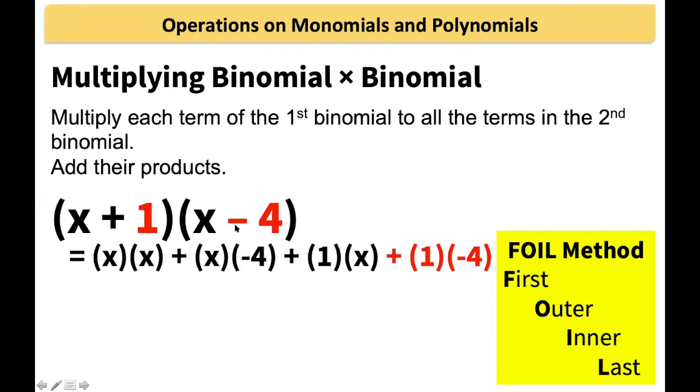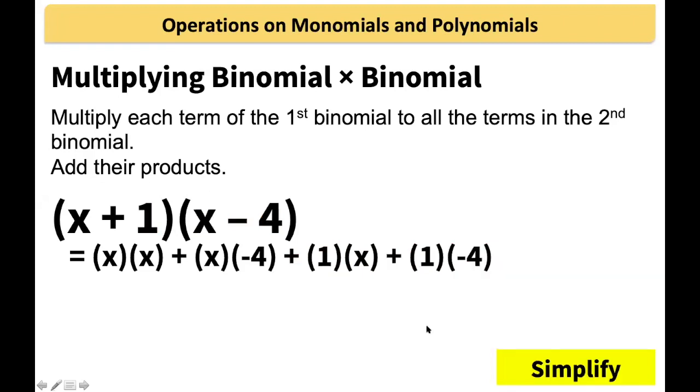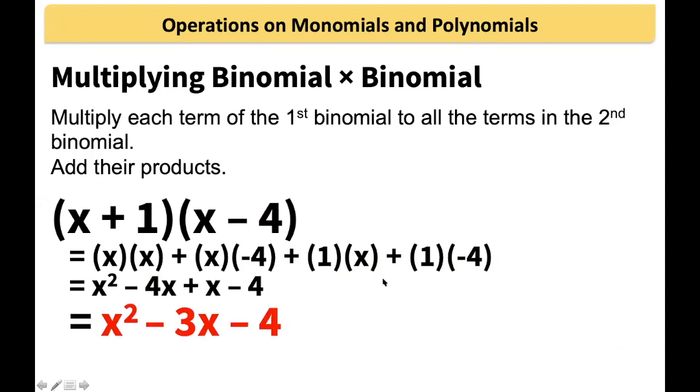So take note, isama nyo yung signs nila. Yung mga ito, hindi ko na sinasama kasi positive lang naman to, or plus, this one too is positive, and this one also is positive. Okay, so simplify lang natin to, multiply yung mga kailangan i-multiply, and then simplify further. Meron tayong like terms, negative 4 and x, so pwede natin siyang i-add. We will get negative 3x. So our answer is x squared minus 3x minus 4.